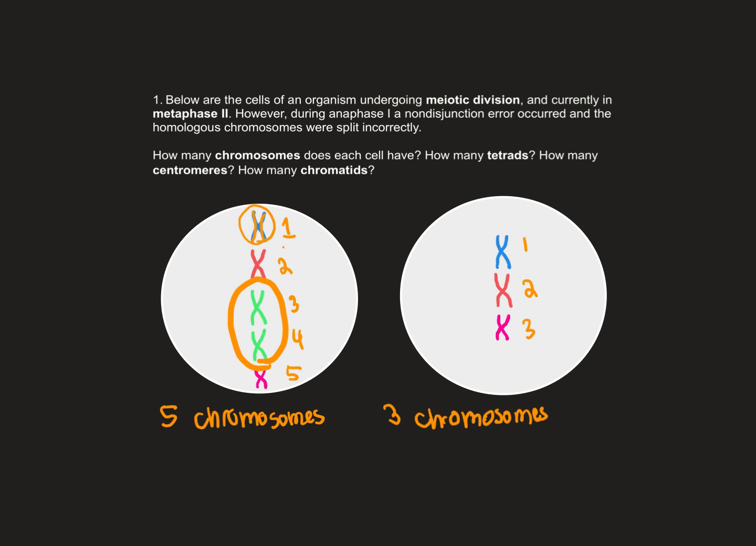Next, we're asked how many tetrads are here. Well, a tetrad is a pair of homologous chromosomes that we would see in metaphase 1 preparing for the first division. However, we're in metaphase 2, so we won't see any tetrads here. And even though we see a pair of homologous chromosomes in our nondisjunction error chromosomes over there, they are not paired together for division, so we would not consider them tetrads. So here, both cells have 0 tetrads.